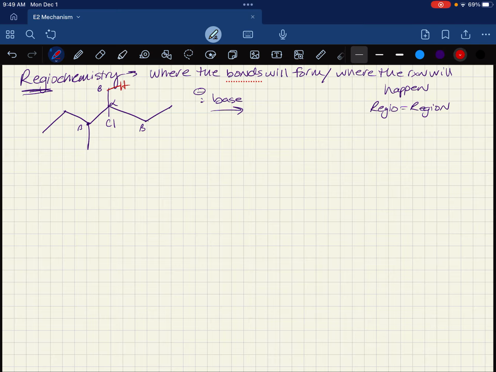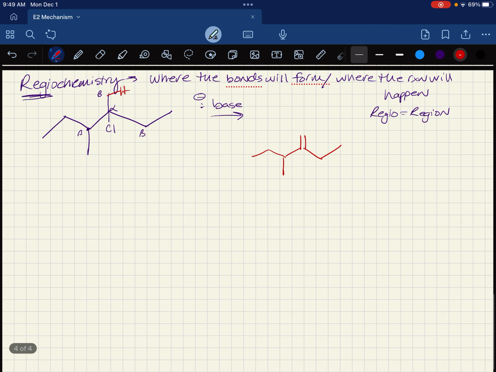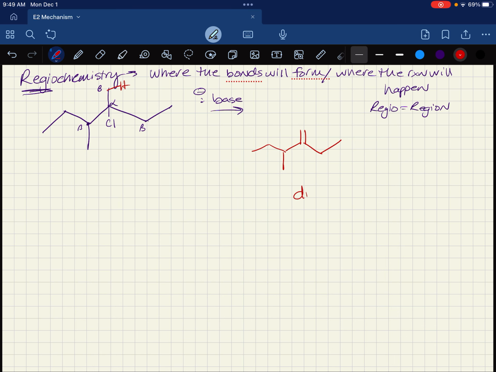If I remove the methyl beta here, then that product would look like this. And this would be disubstituted, with both of the R groups being on the same vinylic carbon atom. So technically this would be more stable than a cis or trans setup. Okay, let's look at another color here. We'll use green.